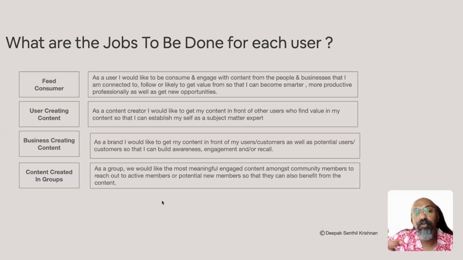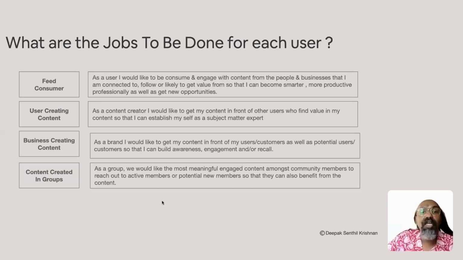Likewise, for a business which is creating content, it could be to say that, hey, as a brand, I would like to get my content in front of my users and customers so that I can build awareness, engagement, and recall. For example, let's say there is a B2B SaaS company in the analytics field, and they create content so they can either actively educate people who are using their product, or reach out to people who may find value and say, hey, if you're looking for any kind of analytical solutions in terms of building your products, we are the right people. And here's how I'm going to demonstrate my technical knowledge, right?